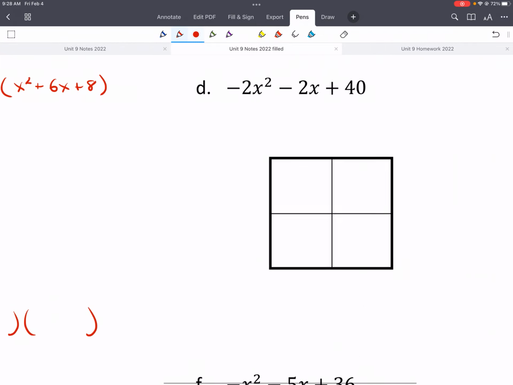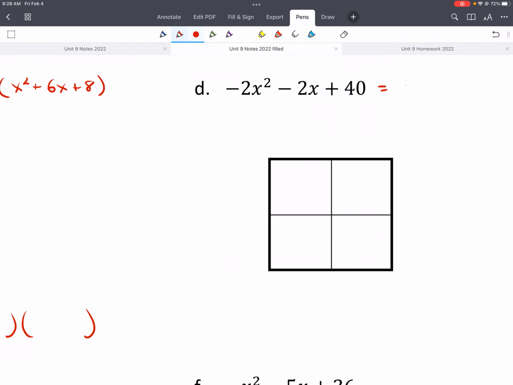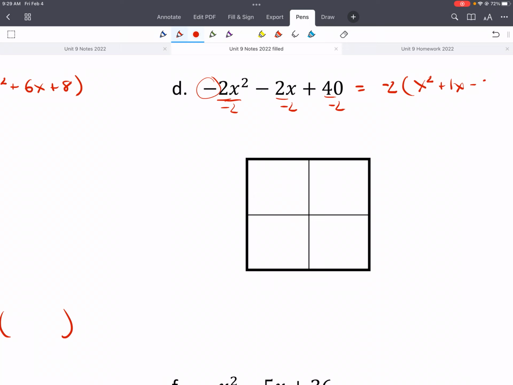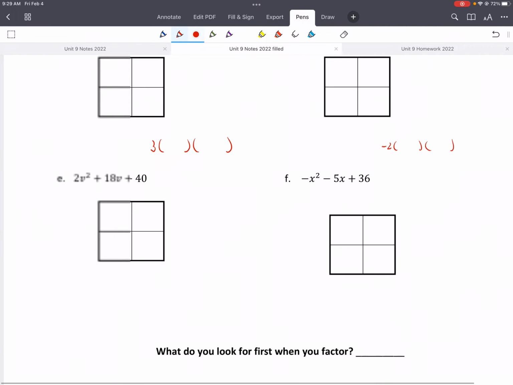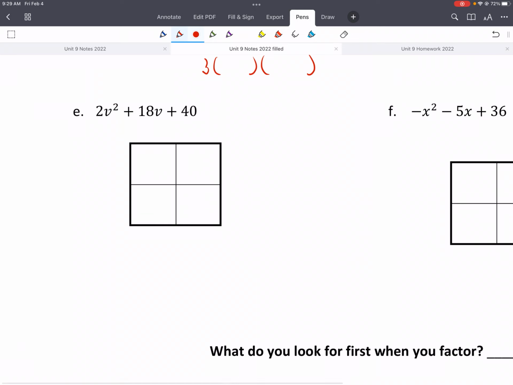Okay, so same thing here, we could factor out a negative 2. So we have a leading negative, and 2 goes into all of those. And then we'll write down what's left. So we'll divide everything by negative 2. So we'll get x squared, and then plus 1x, and then negative 20. And when we're done, we'll have this negative 2. We could do those parentheses. So I'm just doing those because that's kind of the new thing. Okay, so we're going to do all of those first.